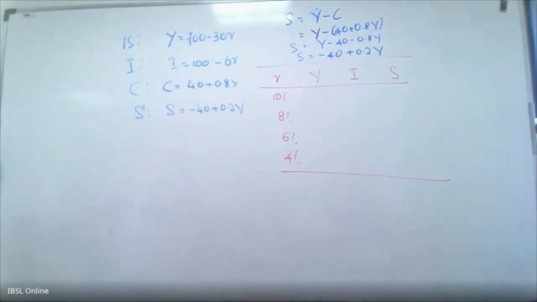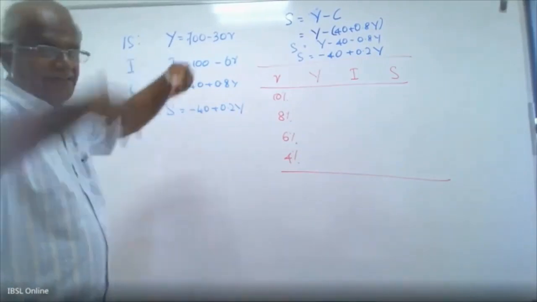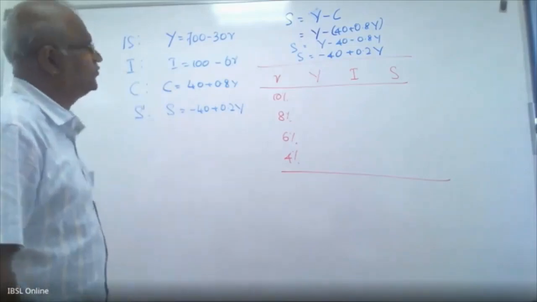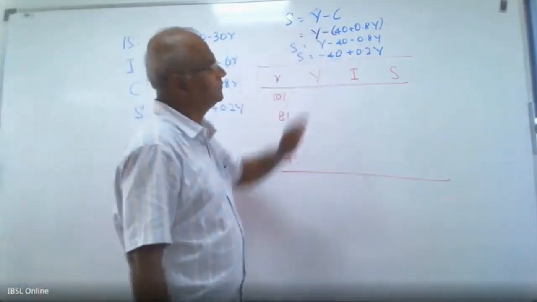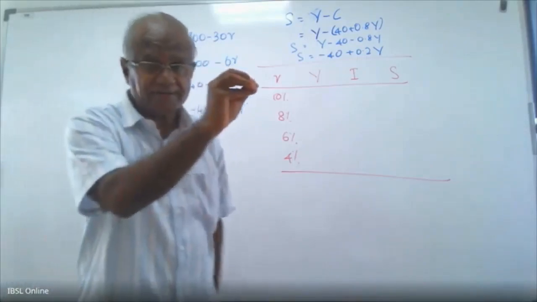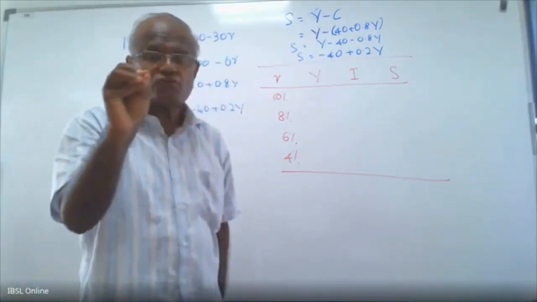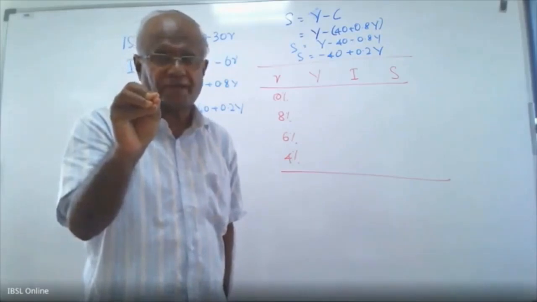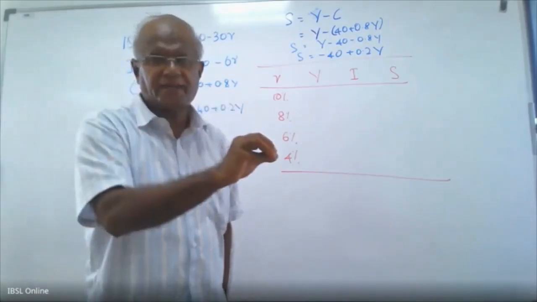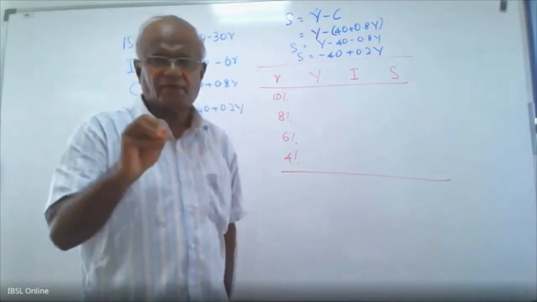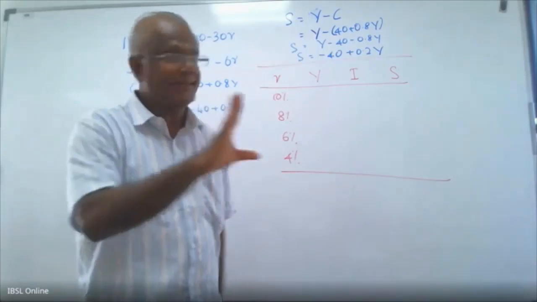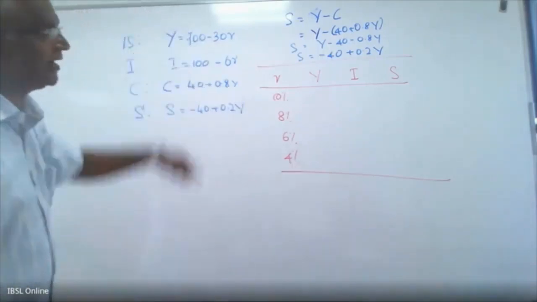We know how to derive the IS curve. The IS curve is given. We derive the savings function like this. Now we are going to calculate at different interest rates. Interest rate 10%: what is Y, what is I, what is savings? Interest rate decreases to 8%: what is the new Y, what is I, what is S? Like that, using this equation, we can calculate.